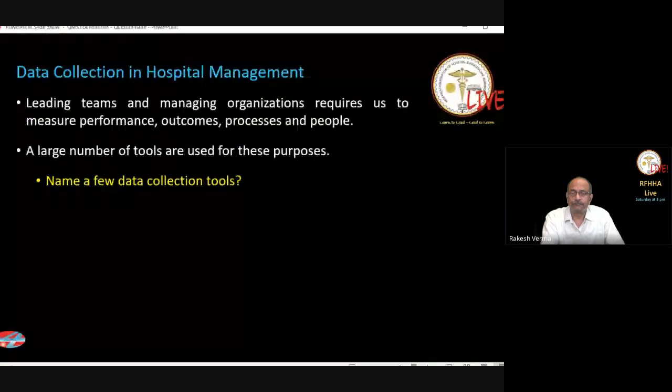For this purpose, we use a large number of tools because the data needs to be collected, and that data collection will require some tool to be used. So can we collectively name some data collection tools, some examples? Anyone? Questionnaire is one that I've already discussed. What are the other tools for collecting data?